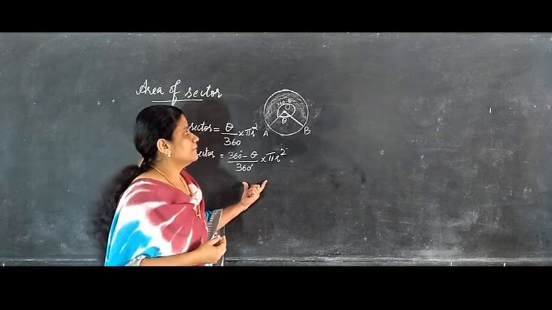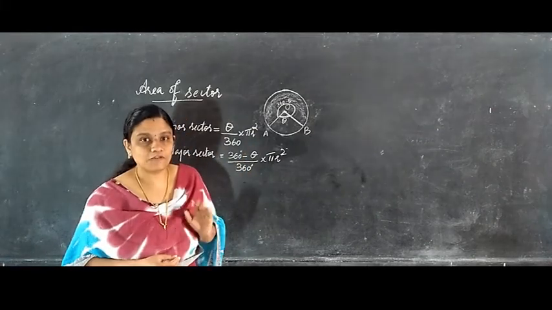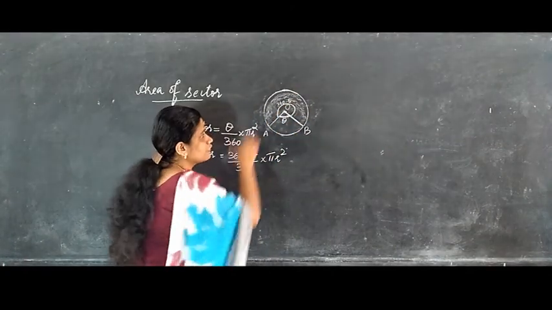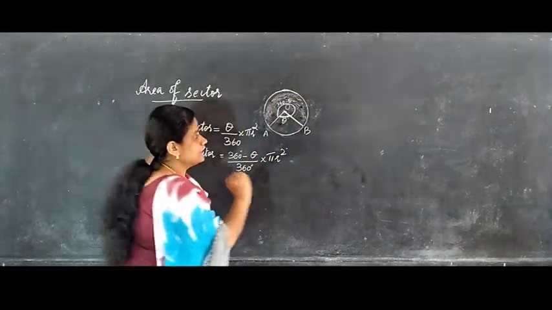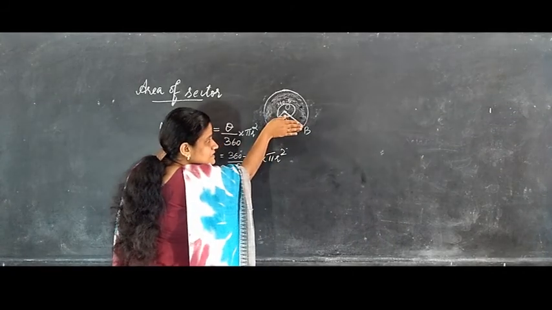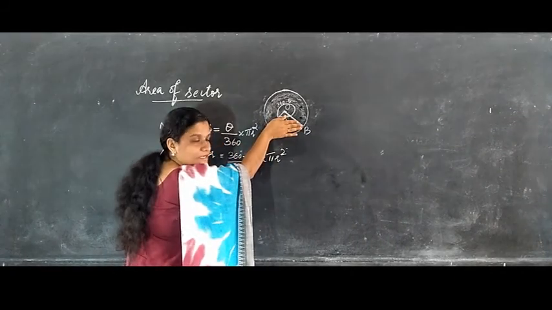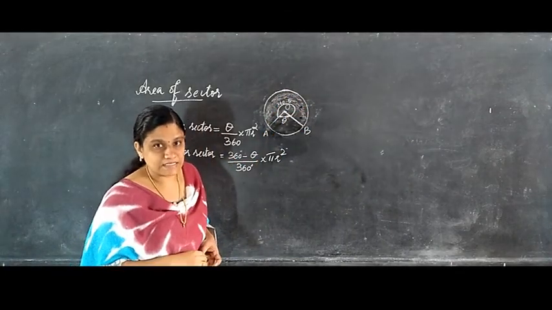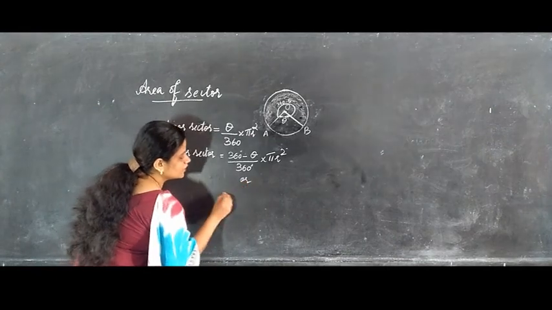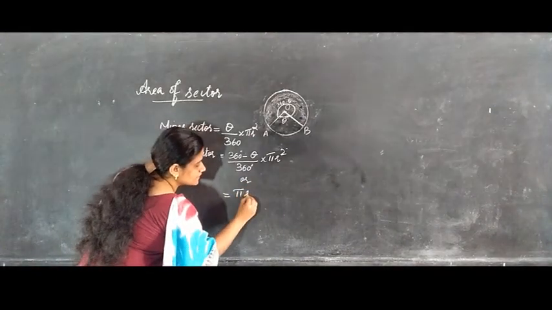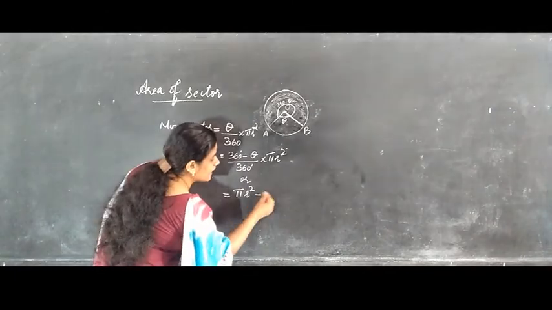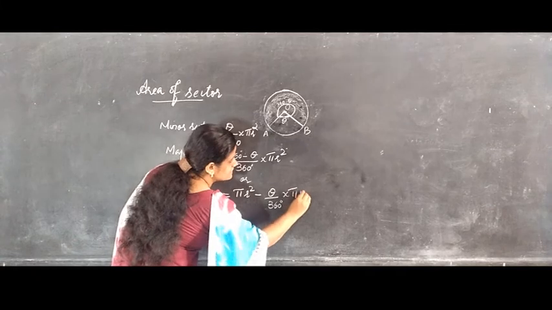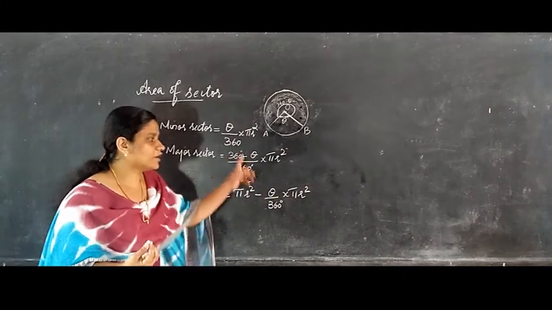Children, see, or else for finding the area of the major sector, this is a circle. From this circle, if we subtract the area of the minor sector, what do we get? We get the area of the major sector. So you can use the area of the circle, that is pi r squared, minus the area of the minor sector. You can use any one of these formulas.